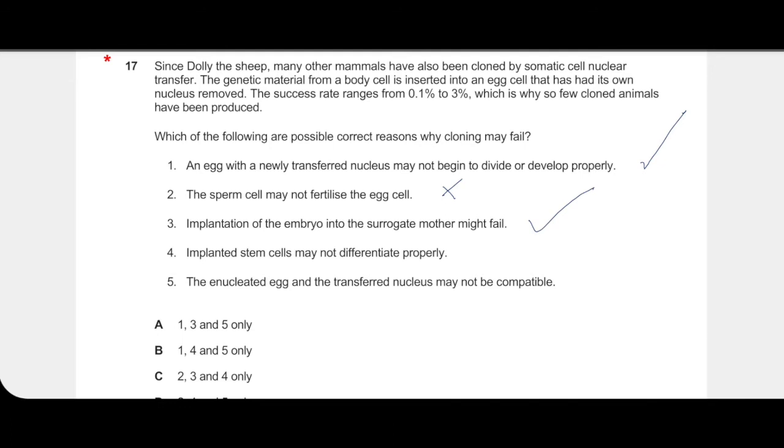4. This statement is incorrect. This is because the cell will only fail to differentiate properly if the DNA is damaged during the nucleus transfer. The embryo is screened before implantation for DNA damage, so only cells with undamaged DNA are implanted. Therefore, there's literally a 0 possibility that the cell won't differentiate properly, assuming that the implantation was successful. And 5, the inoculated egg and the transferred nucleus may not be compatible. This could be an option, and this is correct because the nucleus and the egg could indeed be incompatible, causing the nucleus transfer stage to fail. Therefore, 1, 3, and 5 are correct, and the answer for number 17 is A, and that's question number 17 completed.